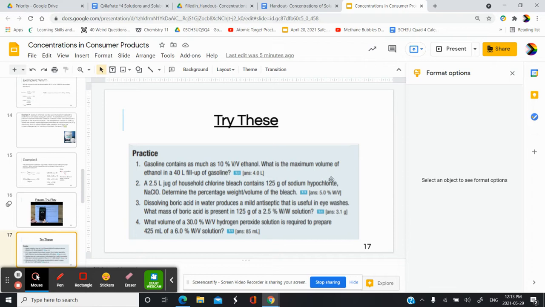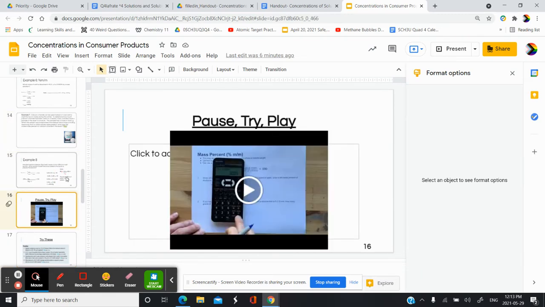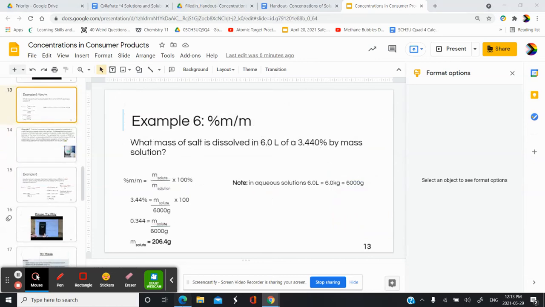Just a couple things to point out with these answer keys. In this textbook, they refer to mass volume as weight volume, and mass as weight, but they mean the same thing. You can try those after you're done trying the examples in the video, and the pause, try, play as well. So let's go to our handout and try these examples out.